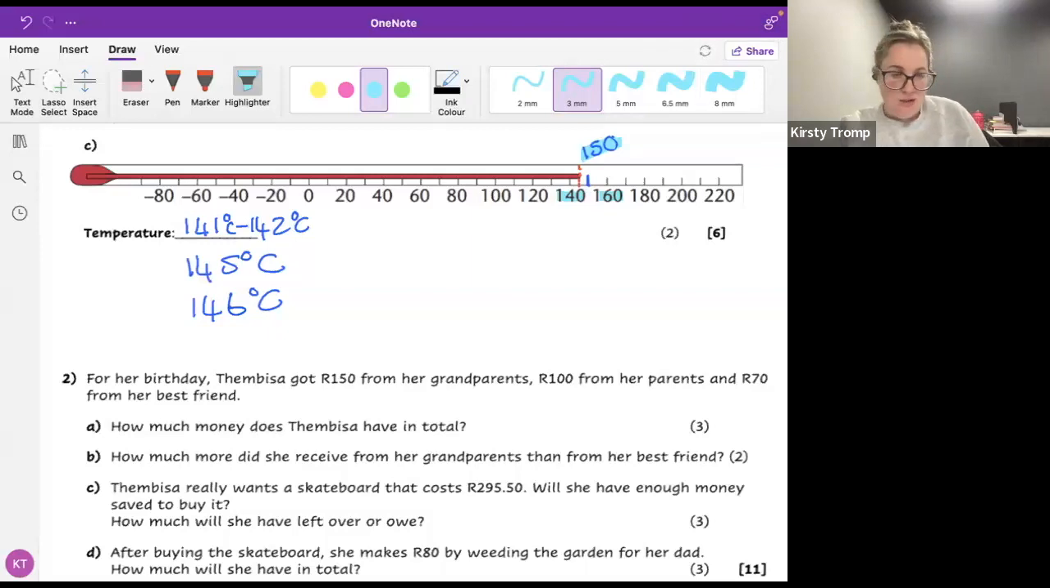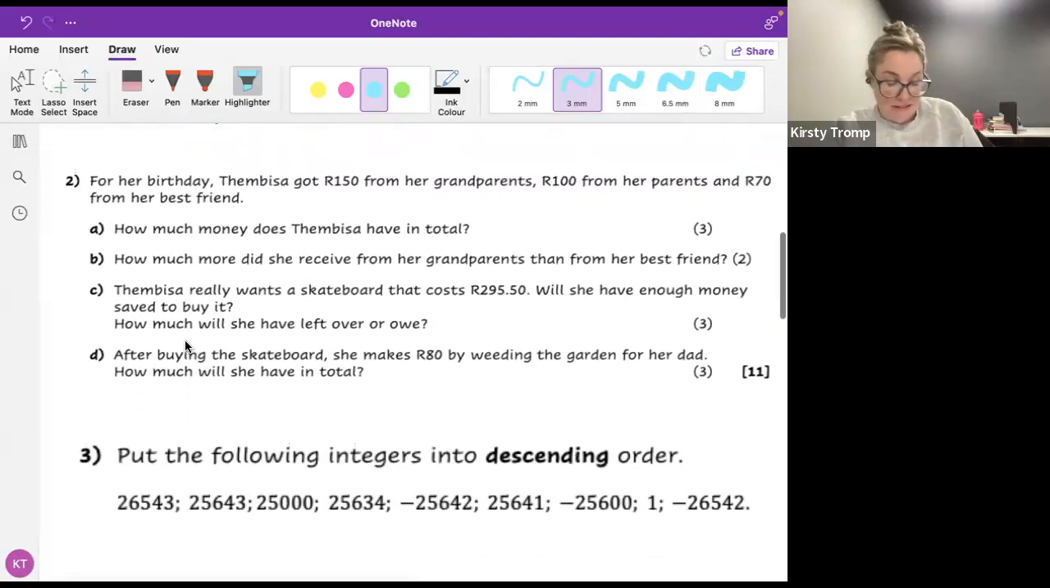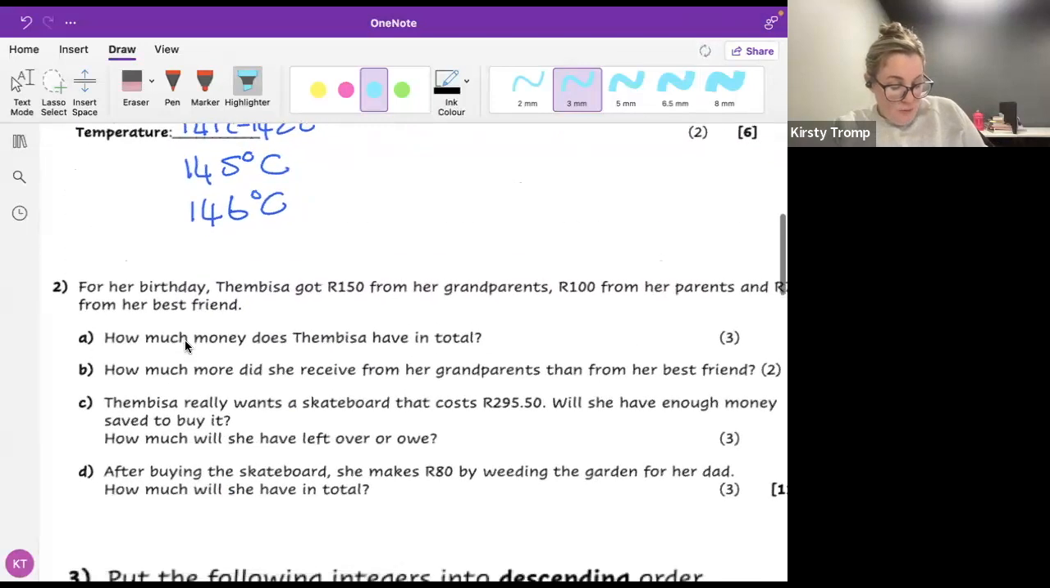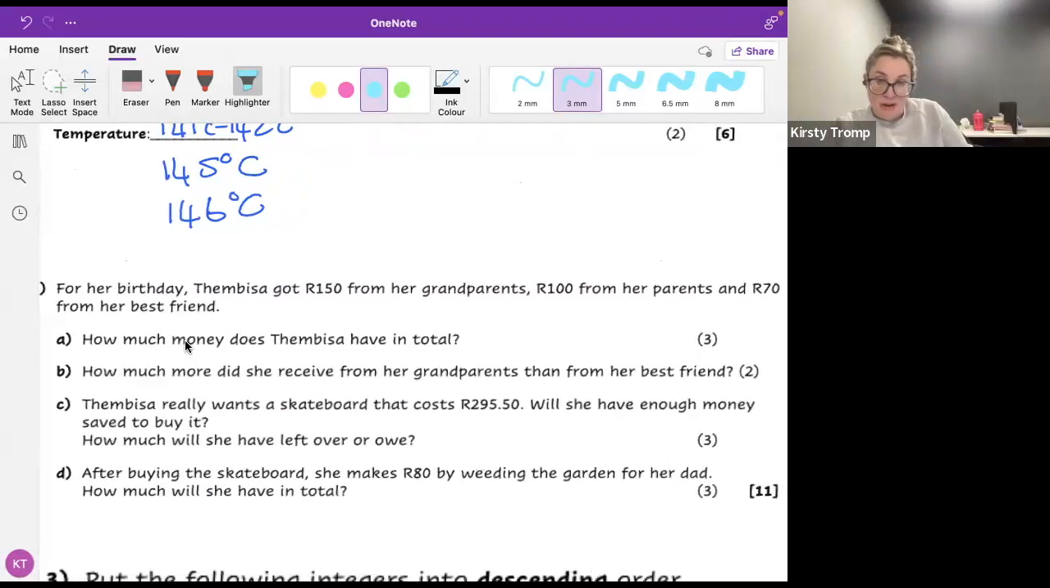All right, so let us go and have a look at question 2, guys. Question 2 says, for her birthday, Tembisa got 150 Rand from her grandparents, 100 Rand from her parents, and 70 Rand from her best friend. A. How much does Tembisa have in total? I already saw that Tara Jane asked if she can answer this one. So Tara Jane, let's go. What did you get for A, Tara Jane?